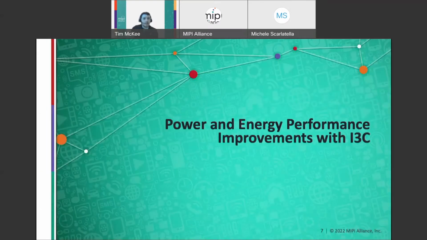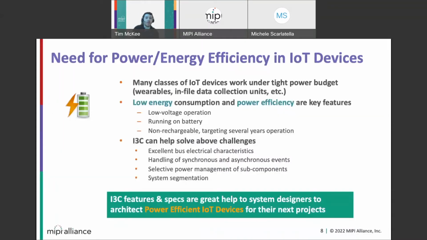So being that we're here talking about IoT, power and energy performance is key. And we've worked hard to make sure that those are improved upon in I3C. So why do we need it?